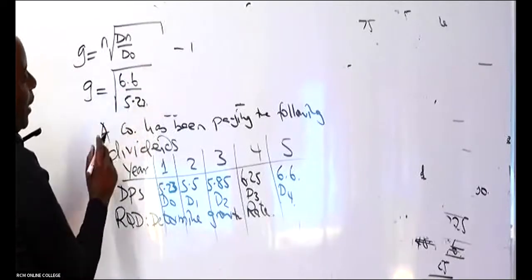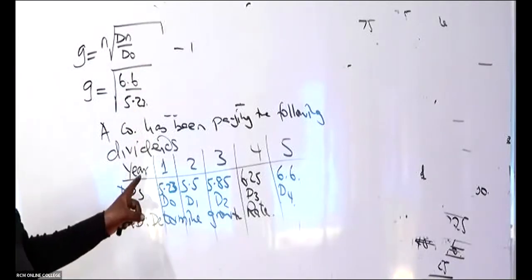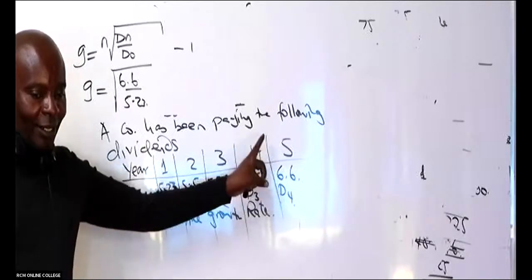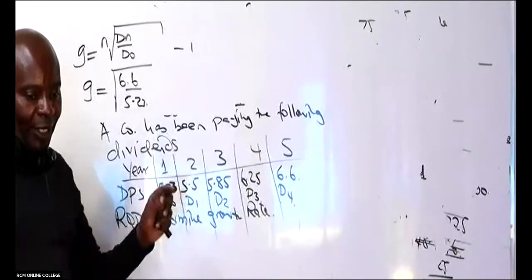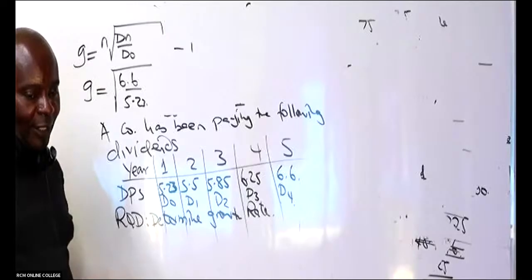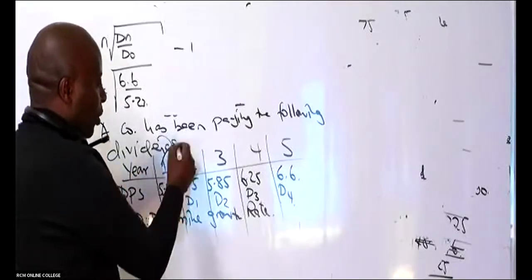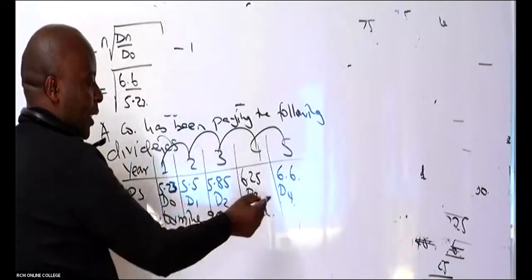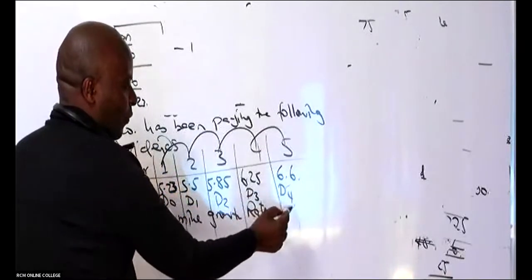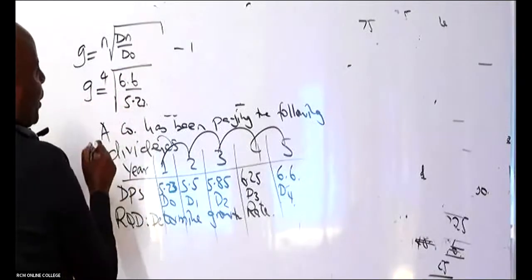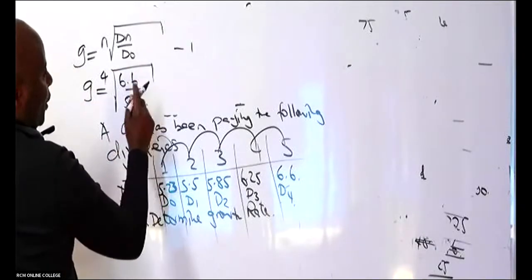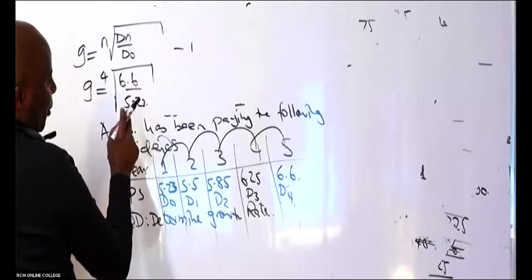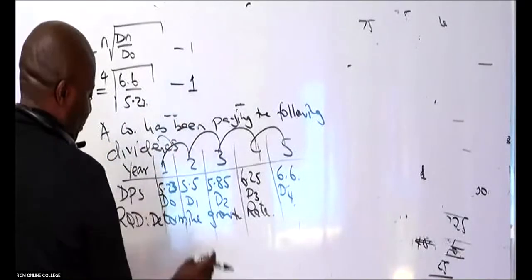How many years are in between here and here? Are they 5 years or 4 years? 4 years, because you are counting like this from here: 1, 2, 3, 4. Myself, I like taking this 4, the fourth root. So it is the fourth root of 6.6 divided by 5.23, minus 1.